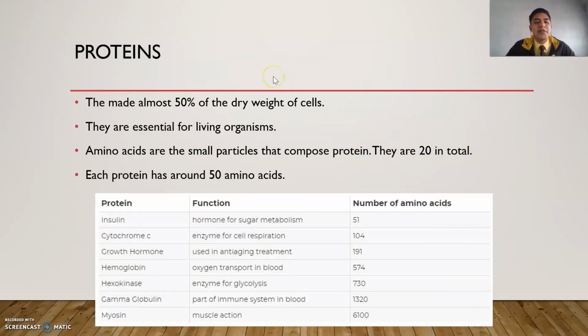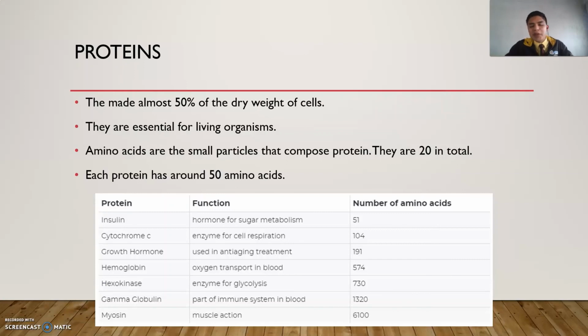All right, now we're going to talk about proteins. And they make up almost 50% of the dry weight of cells. So proteins are extremely important because they are going to create the general composition of the body in cells. And they are essential for living organisms. Amino acids are the small particles that compose protein. There are 20 in total. And each protein has around 50 amino acids.